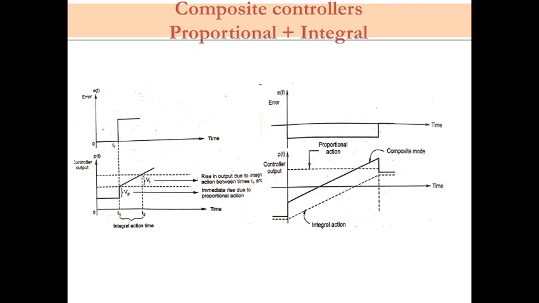The controller output changes suddenly by an amount of Vp. This is the error value at t equal to t1, the value due to proportional action. After that, the controller output changes linearly with respect to time at a rate of Kp by Ti. Here you can see that after t equal to t1 till t2 it is varying linearly. The reset rate is defined as the reciprocal of integral time. The response is shown in this figure.